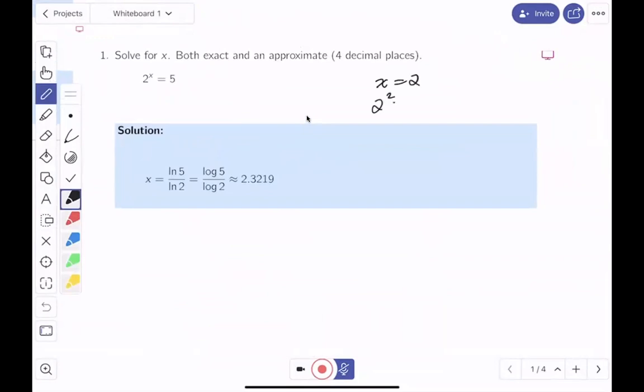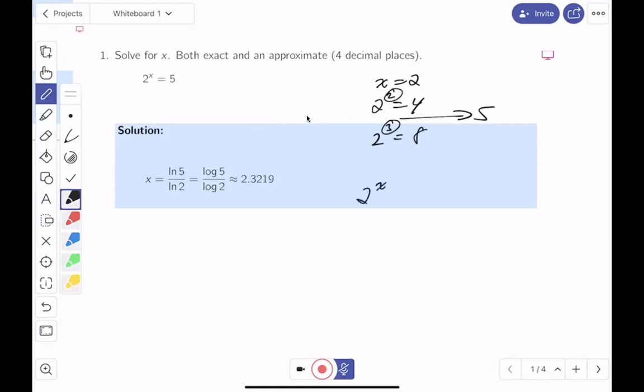2 to the 2 would be 4, so definitely not 5. And if I said 2 cubed, I would say 2 cubed is 8. And I know that 5 is somewhere between that, between 4 and 8. So I'm going to say the answer is closer to 2 than it is to 3. Now, someone says, could you play this game all day long? You could, but I just want to solve the problem. And I'll go through how you would do that.